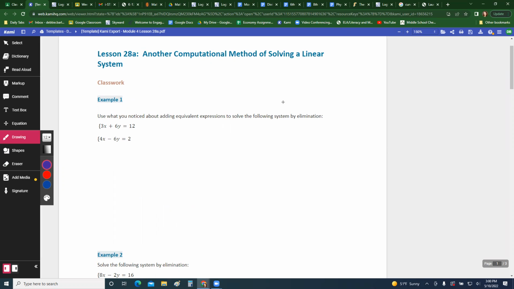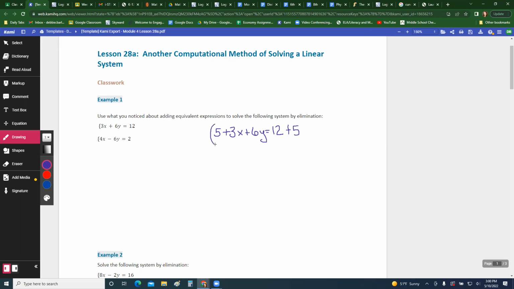So I'm going to look at this equation. 3x plus 6y equals 12. The rules of math say I can do anything I want to this equation. If I want to, I can add 5 to both sides of this equation. I don't know why I would want to, but I can.